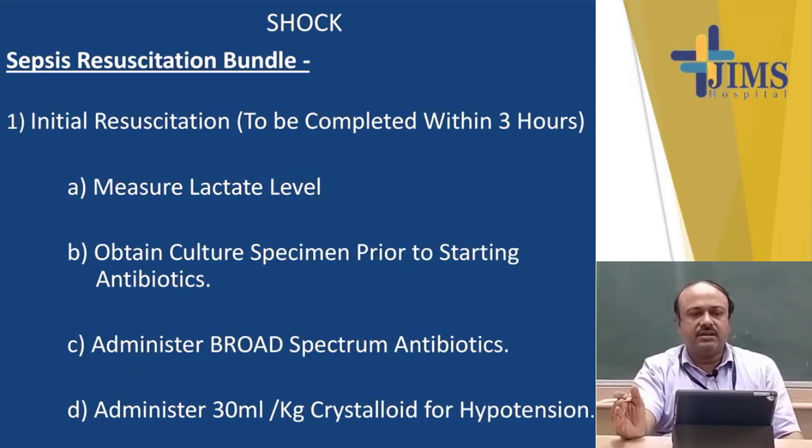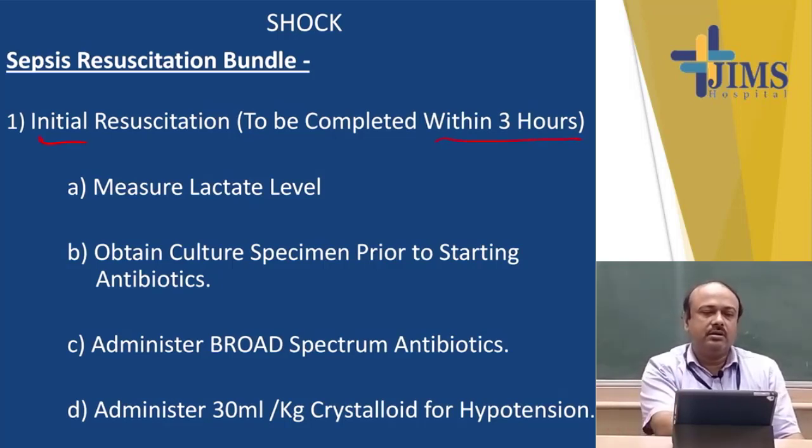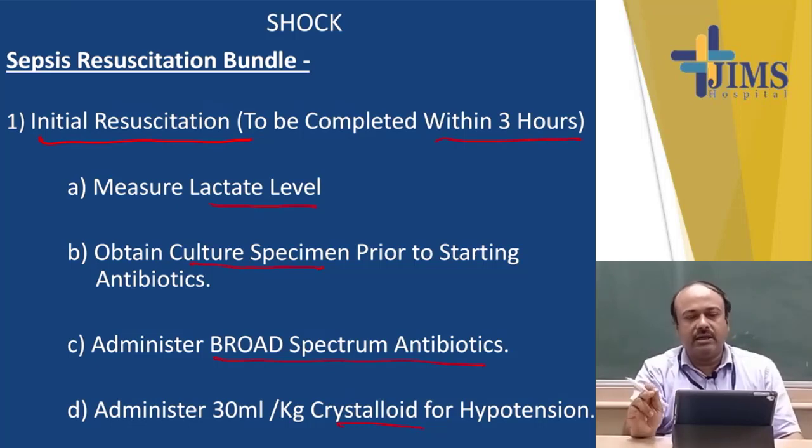Now, during sepsis resuscitation, the initial management should be to administer crystalloid for hypotension, administer broad spectrum antibiotic, obtain culture depending on the site of the infection prior to starting an antibiotic if possible, and measure blood lactate level. These are the first 4 things which we must complete within the initial 3 hours. So this is the initial resuscitation. To repeat, we must administer crystalloid, we must administer broad spectrum antibiotic, we must take culture, and we must measure serum lactate level or blood lactate level.